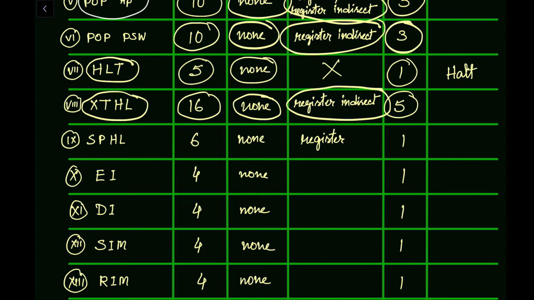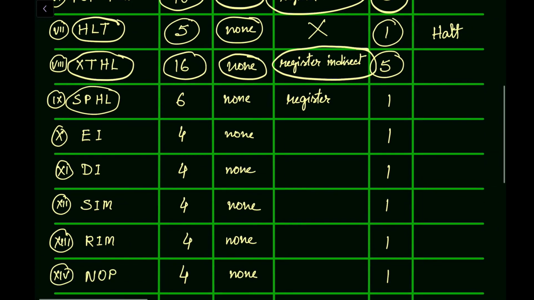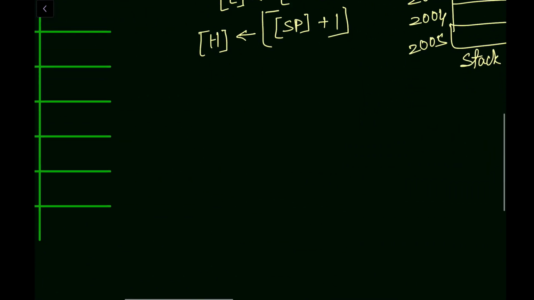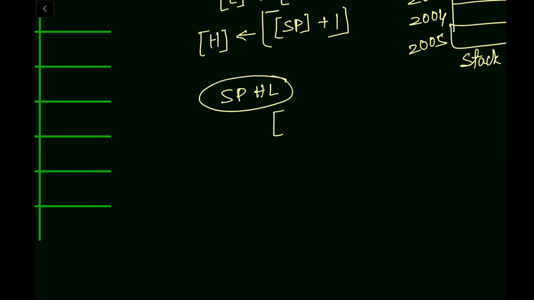Okay, next we have SPHL. So what is the meaning of this SPHL? We have to move the content of the HL pair into the stack pointer. Whatever be the content of the HL pair, let me write down here, SPHL. So what is the meaning? Whatever be the content of the HL pair, that will be moved into the stack pointer.